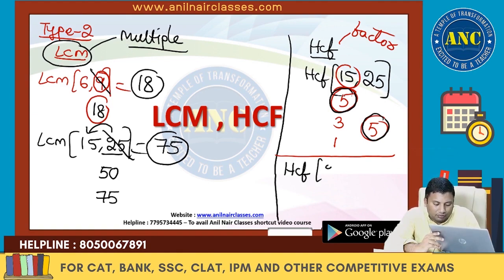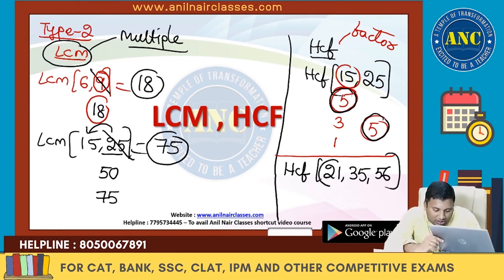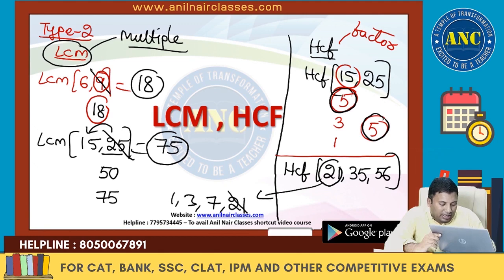HCF of 21, 35, 56. Lowest number is 21. Is 21 a factor of 35? No. Is 21 a factor of 56? No. Take the factors of 21. What are all the factors of 21? 1, 3, 7 and 21.